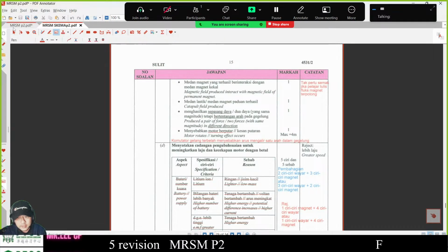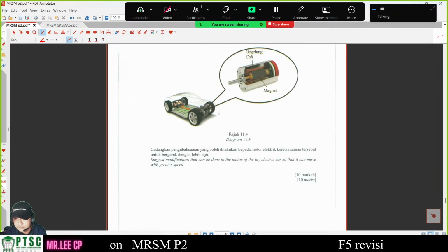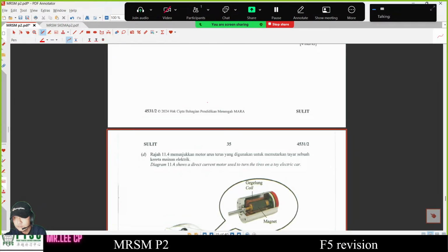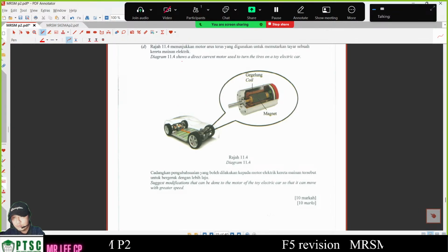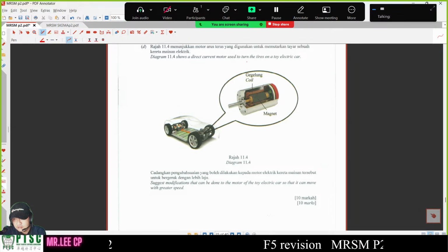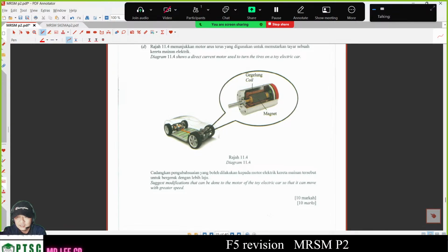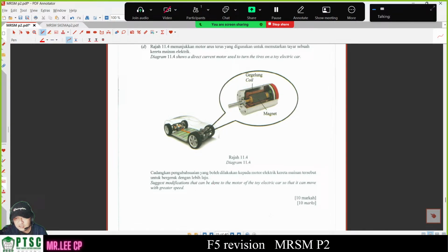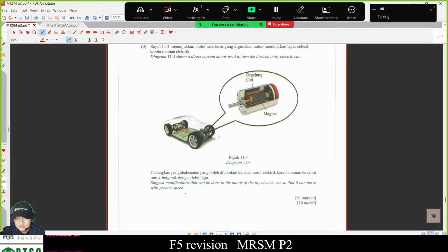All right, the last one. We look at the last one. The hardest part is this one. Now, diagram 11.4 shows the direct current motor used to turn the tires on the toy car. Suggest a modification that can be done to the motor of the toy car so that it can move with greater speed.